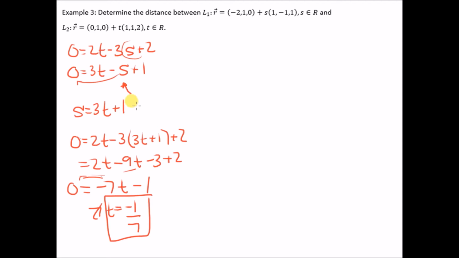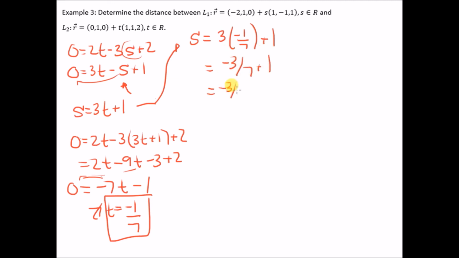Now, I'm going to sub back into this equation. I already did the hard work and isolated for s. Okay, I get negative 3 over 7 plus 1. Well, that's just negative 3 over 7 plus 7 over 7. So I get 4 over 7. Okay, so our s value is 4 over 7. Our t value is negative 1 over 7.